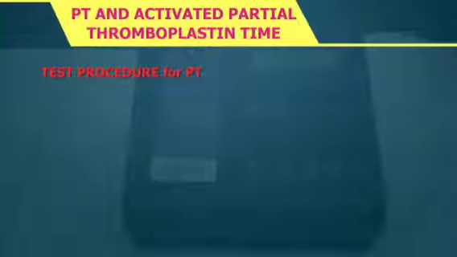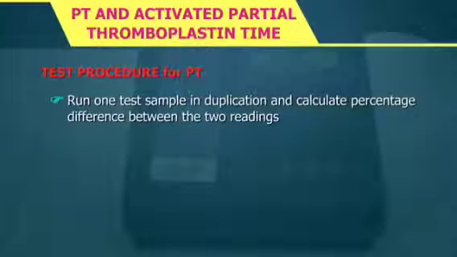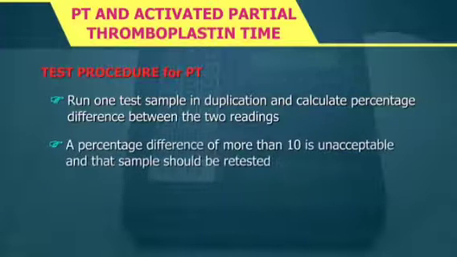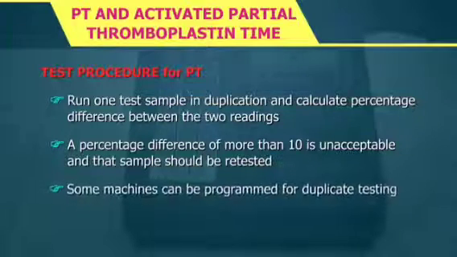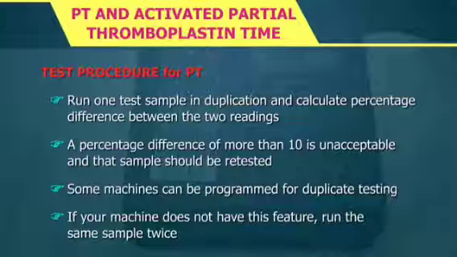The test procedure for PT: run one test sample in duplicate and calculate the percentage difference between the two readings. A percentage difference of more than 10 is unacceptable and that sample should be retested. Some machines can be programmed for duplicate testing. If your machine does not have this feature, run the same sample twice.